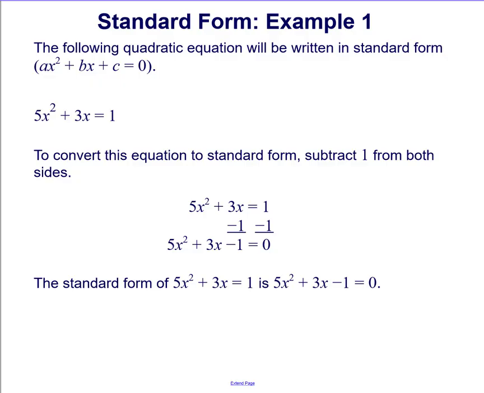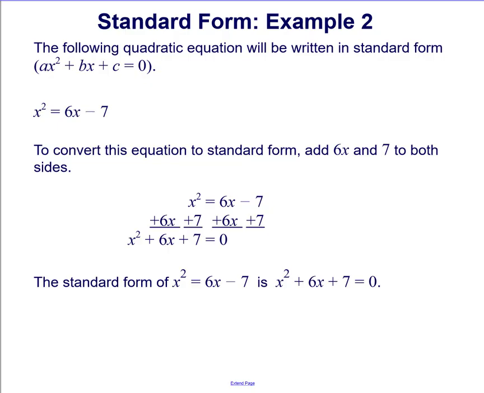The process will be like this. To convert this equation to standard form, we are going to subtract 1 from both sides. So I start with 5x squared plus 3x is equal to 1. Subtract 1 from both sides, and the final result will be 5x squared plus 3x minus 1 is equal to 0. The standard form of 5x squared plus 3x equal to 1 is 5x squared plus 3x minus 1 equal to 0. And we now have written this equation in standard form.